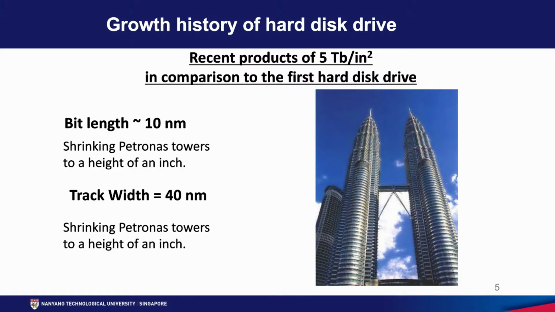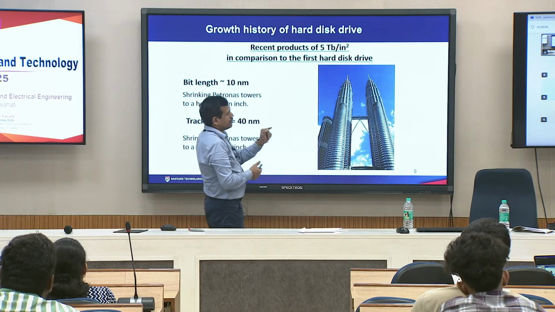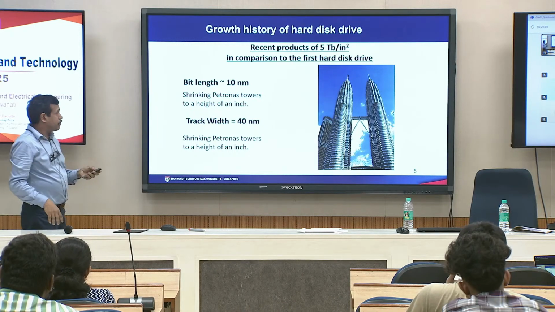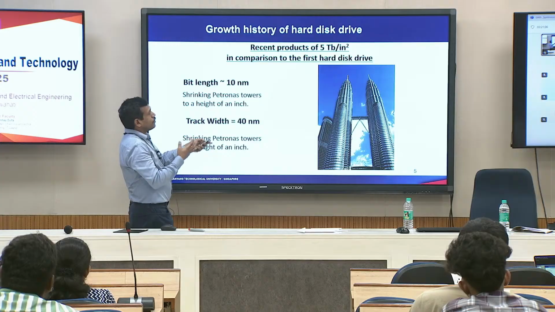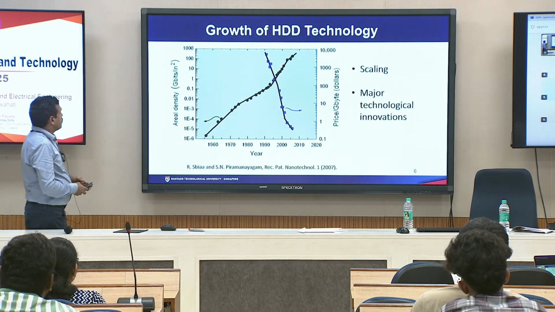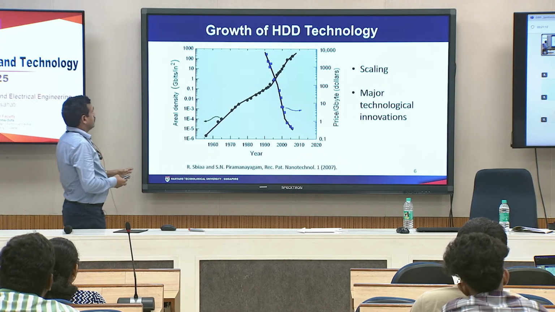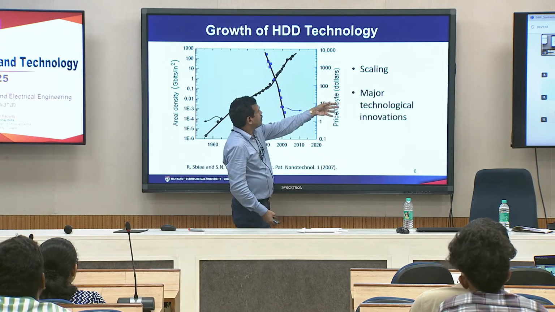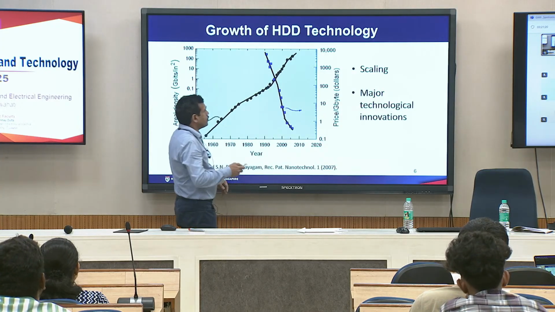Similarly, you take the width of the track. Let us say it was as wide as this Petronas tower in the first hard disk drive. Now, it is this size, 1 inch. So, this much miniaturization has happened. Because of that, now we have very high density hard disk drives, because we can pack more bits. So, the price that we pay for every gigabyte was falling down and so on.